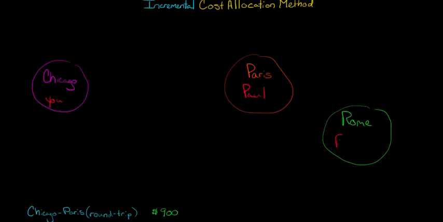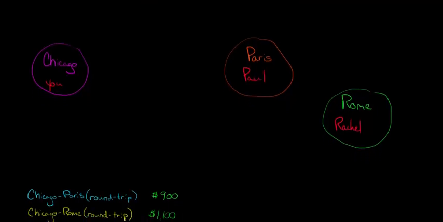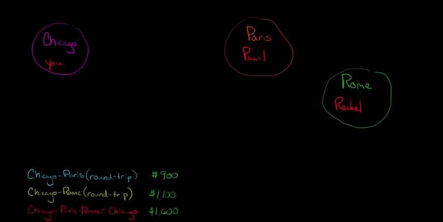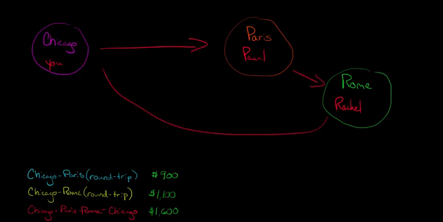But then your friend Rachel, who lives in Rome, says, well, why don't you come visit me too? And you say, okay, well, let me look. And the round-trip flight to Rome is $1,100 from Chicago. But then you get a bright idea and you say, well, I'll tell you what, if I go from Chicago to Paris and then Paris to Rome and then from Rome back to Chicago, it actually saves some money. So it's $1,600, whereas if I purchased each of these tickets separately round trip and went Chicago to Paris and then Chicago to Rome, it'd be $2,000, right? The 900 plus the 1,100.